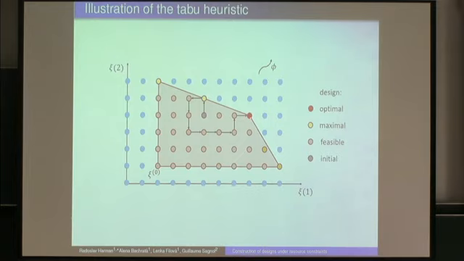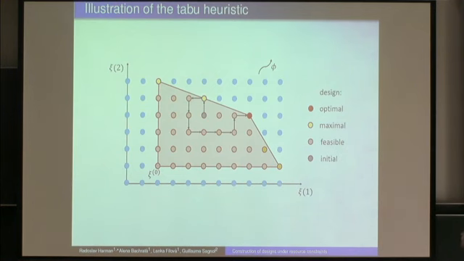Okay. So, by the way, these yellow dots are maximal designs. We see that it's difficult to know the set of maximal designs, even in this very simple case and very simple picture. I'll specify it.